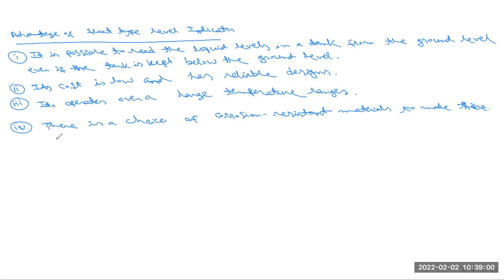Number four, there is a choice of corrosion resistant material to make this. That means when you have to measure the level of any acidic liquid or other corrosive materials, you can choose a corrosion resistant material to make this float type measurement. This is very important. Is it clear? Number three, what is the disadvantage? Some instruments are very advantageous, but a little bit of disadvantage is also present.